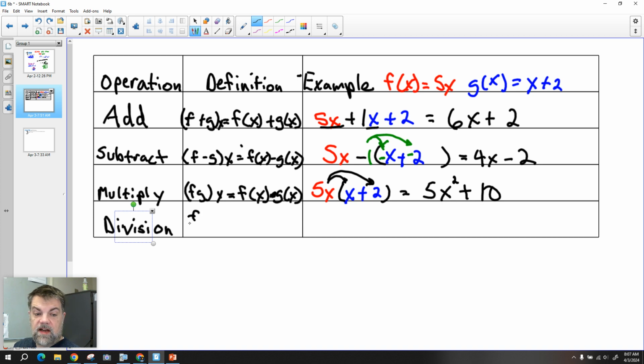And we would say f divided by g of x, which is the same as f of x divided by g of x. And so for this one, we would just say 5x divided by g of x.